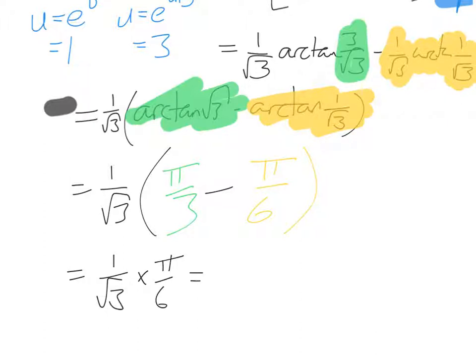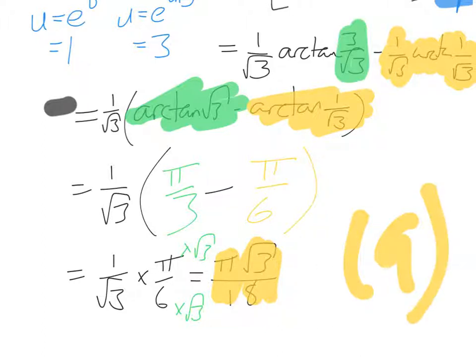And we just have to rationalise that, times it by root 3 top and bottom, to give you pi root 3 on the top and 3 times 6 on the bottom. And we're done for part A, which was the big 9-mark part.